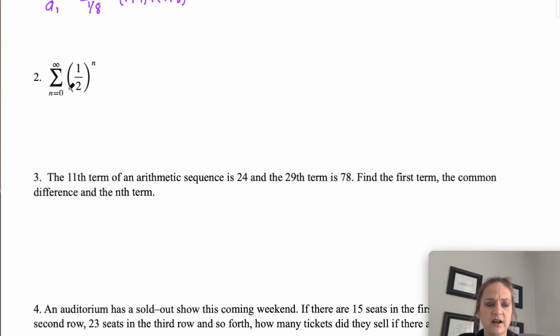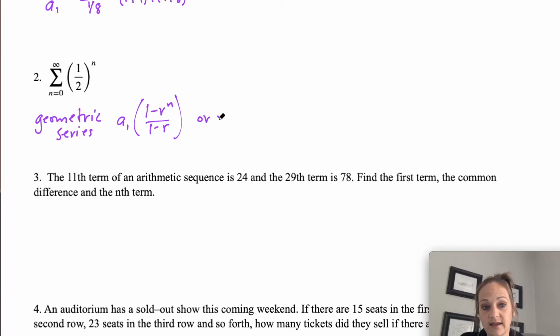Number 2, this is a summation because of the symbol. So the first thing you need to figure out is, is this an arithmetic series or a geometric series? And this is geometric because you have an exponent that a number is being raised to, so it's automatically geometric. So you are going to use the formula. For a geometric series, there are two formulas. It is the first term times 1 minus r to the n over 1 minus r, or if it is an infinite geometric series, it would be the first term over 1 minus r. Now in this case, it is infinite because of the infinity sign.